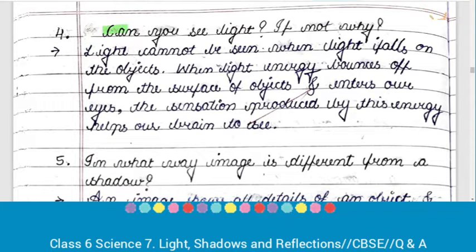Fourth question, can you see light? If not, why? Answer, light cannot be seen when light falls on the objects. When light energy bounces off from the surface of the objects and enters our eyes, the sensation produced by this energy helps our brain to see.